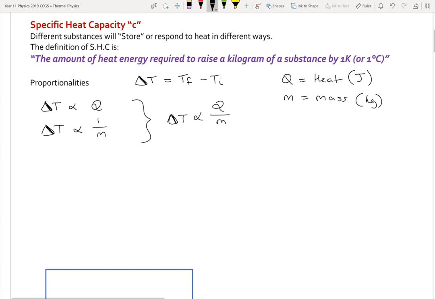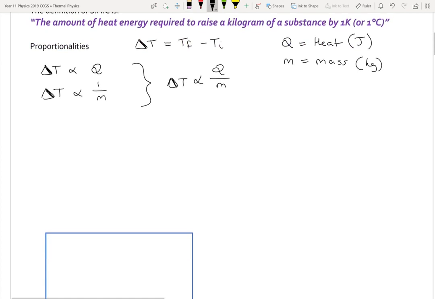Now we want some constant. Now I've got this written the wrong way. We could say that the Q required is proportional to, well, if we times both sides, it would be m delta T. So I've just rearranged our proportionalities. The amount of heat required depends on how much mass you have. The more mass, the more heat you have to supply. And what delta T you require. If you want more temperature change, you'd have to throw more heat at your substance.